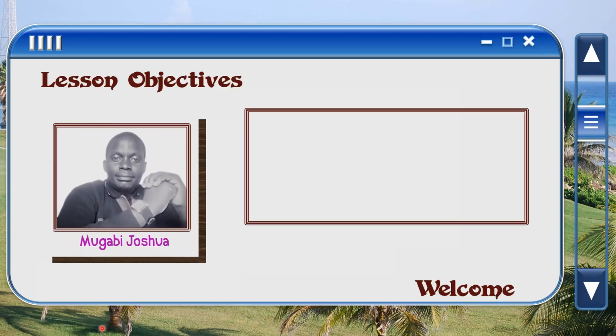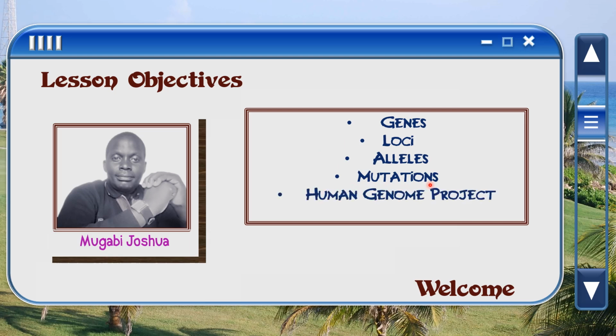Today, our lesson objectives will include the genes. We shall look at the loci, alleles, mutation, genome, Human Genome Project, HGP, and lastly we shall look at genetic comparison.